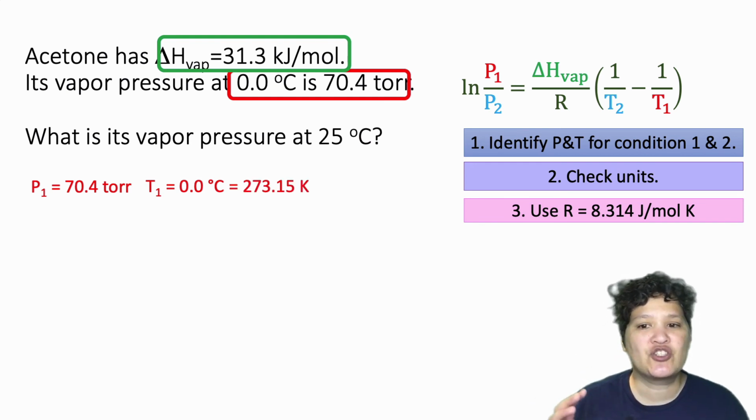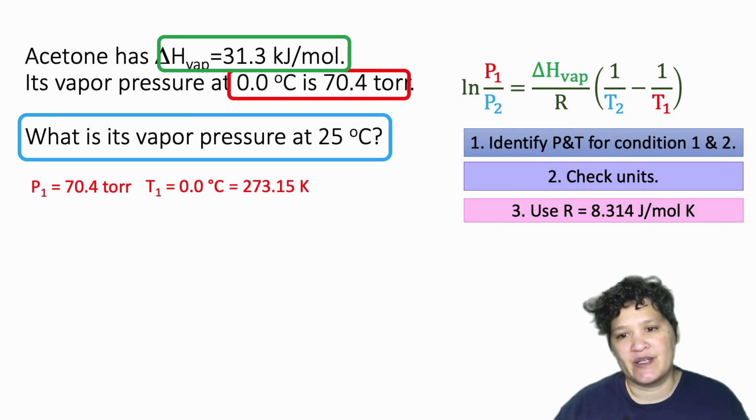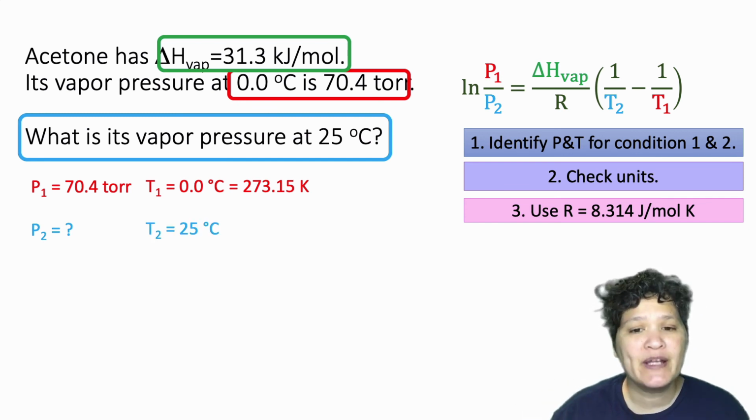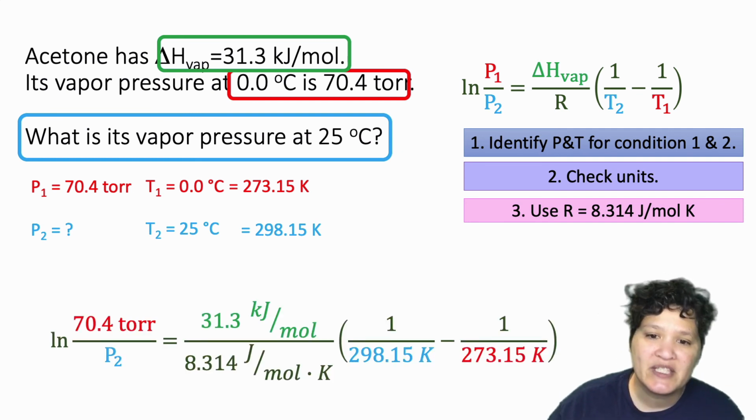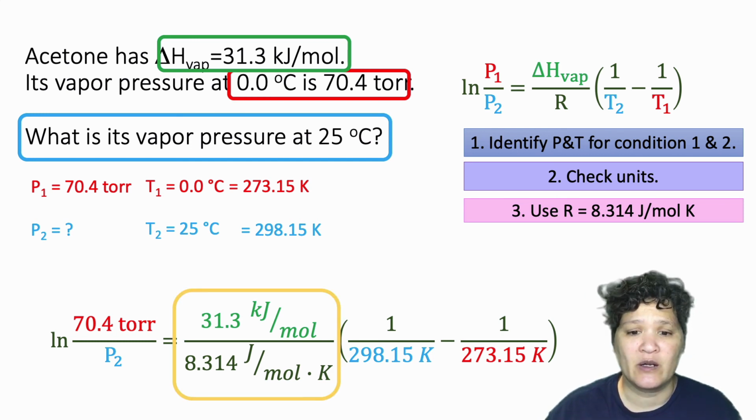Now our condition 2 has to be this here. We don't know what the vapor pressure is, that's what we're trying to figure out. But T2 is 25 degrees Celsius, which is 298.15 Kelvin. Now let's take this information and plug it into the equation. Remember, we need to check units. Pay special attention to this term right here, which is where we often find a unit mismatch.